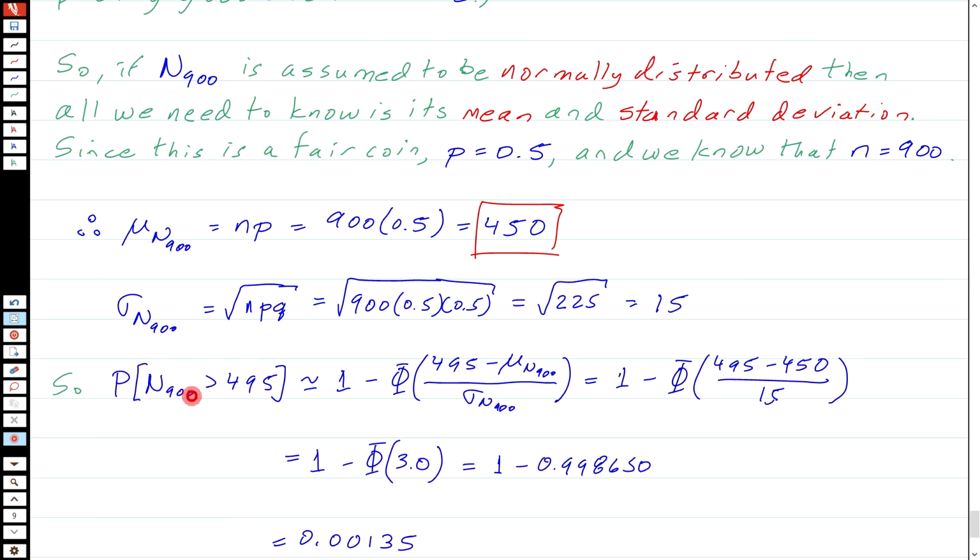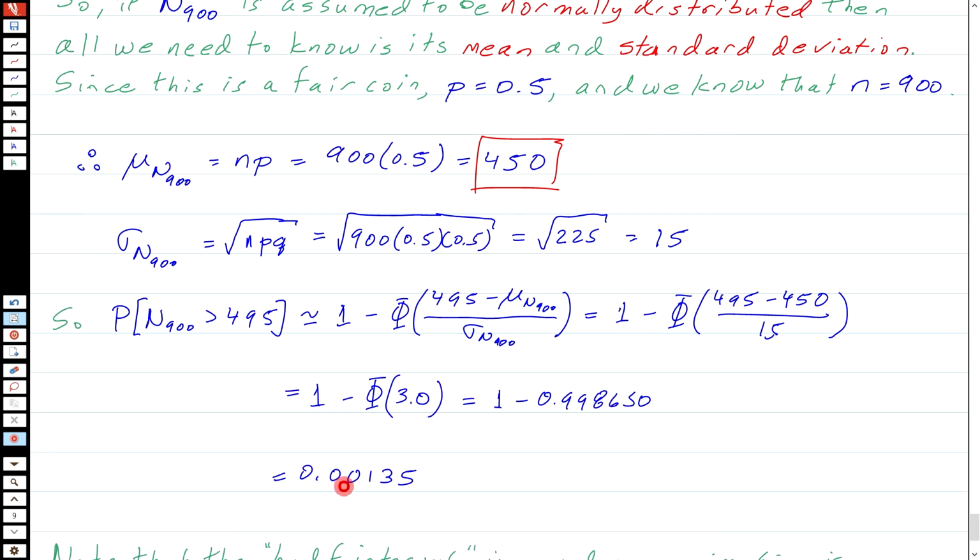So the probability that S_900 is greater than 495 is then approximately equal to 1 minus phi of (495 minus its mean) divided by its standard deviation, which is (495 minus 450) over 15, which is 1 minus phi of 3.0. And then I go into my summary pages, look up 3.0, I see 0.99865, subtract that from 1, and I get my answer, 0.00135.